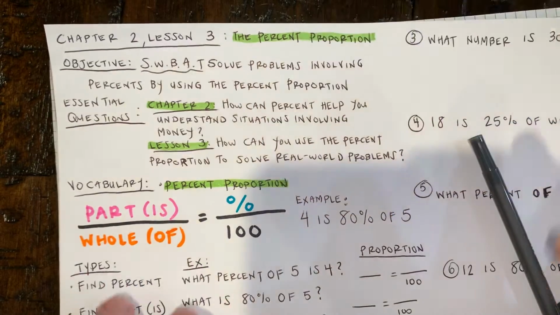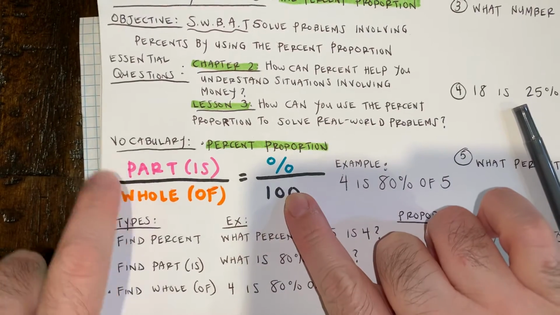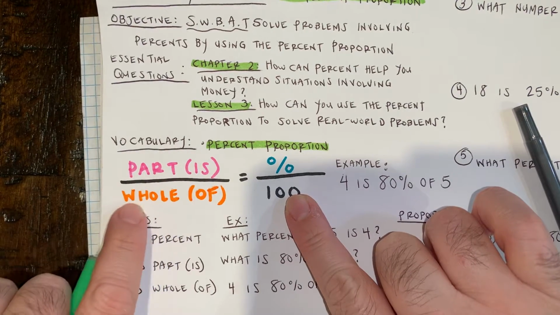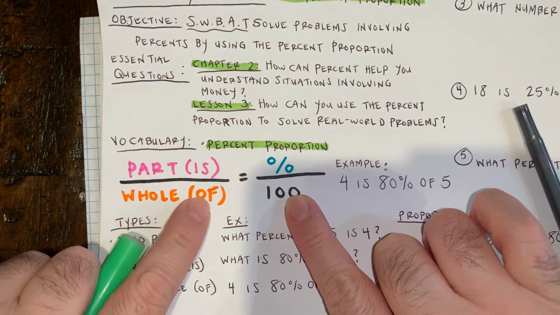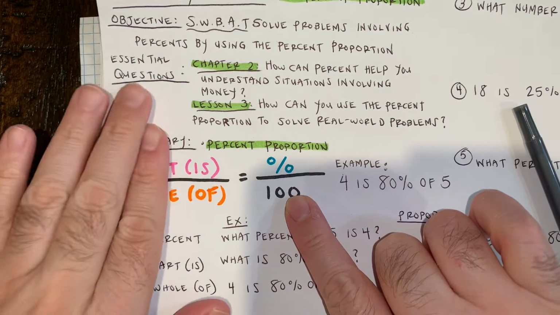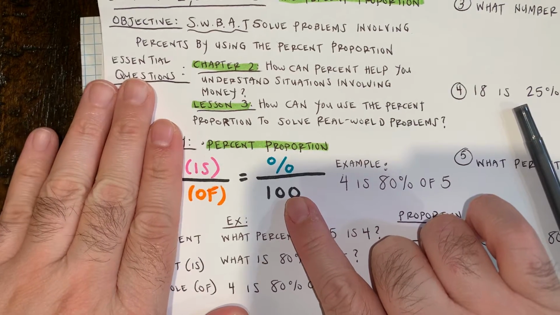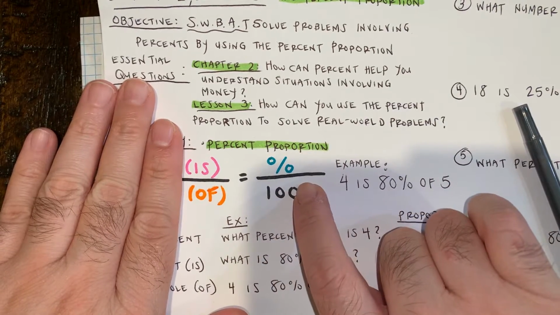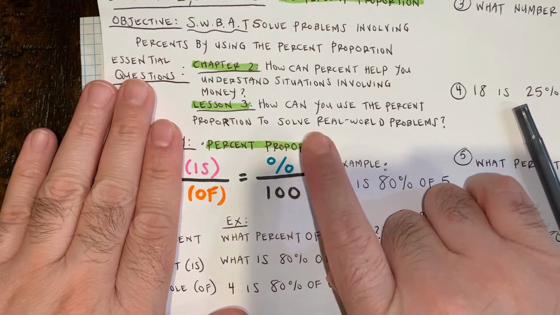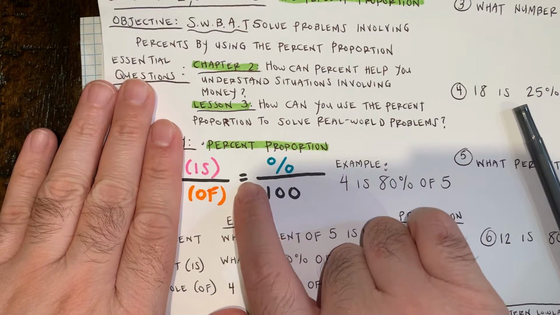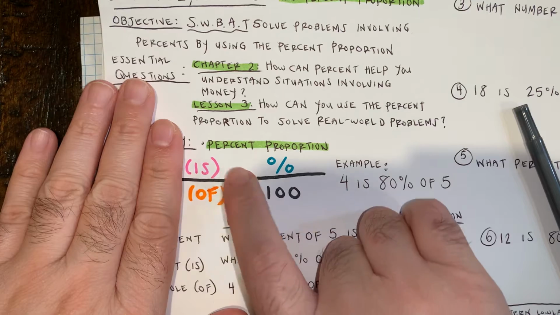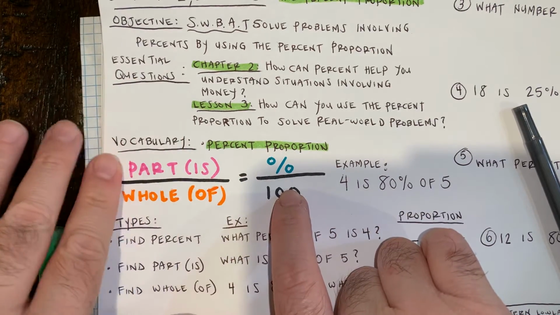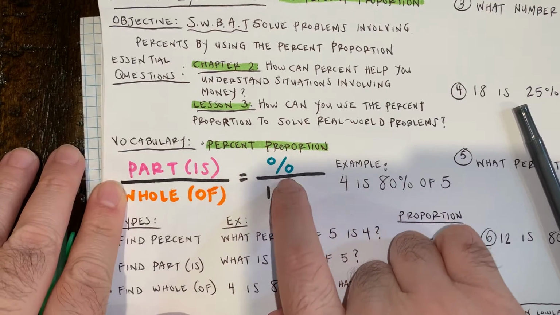And basically, this is the setup for a percent proportion. You have the part, also known as is. It's going to be over the whole, which is also known as of. And that is your first fraction. Basically, is over of, and that's going to equal the percent over 100. So remember I said a percent proportion. A proportion is two fractions that are equal to each other. So this is what we're going to be doing. Is over of equals percent over 100, or the part over the whole is equal to the percent over 100.